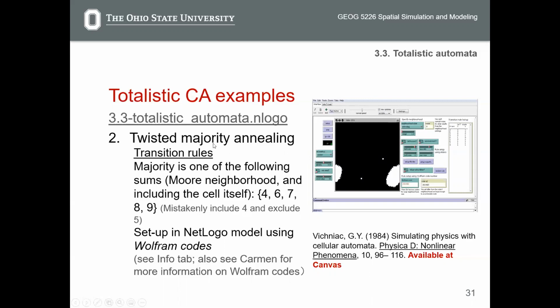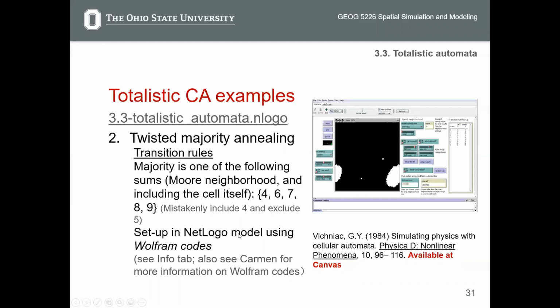It was proposed in a paper in 1984 to simulate physics with cellular automata. It is trying to simulate a physical process called annealing. This is a term from blacksmiths. If you know a blacksmith, you know the meaning of annealing. I will show you its meaning later. But this is a majority rule. It's a twisted one because 4 has been included and 5 has been excluded.